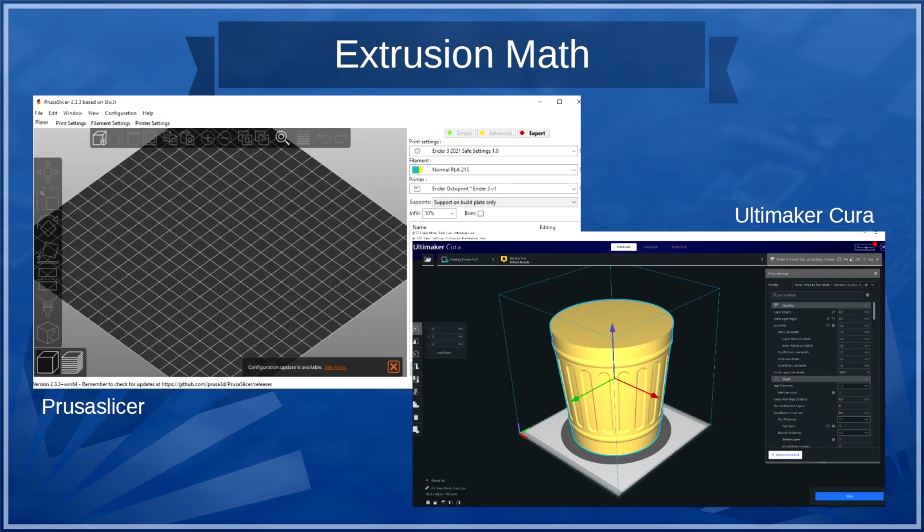And importantly, I want to talk about the 2 most popular slicers, Cura and Prusa Slicer. I don't want to talk about any other slicers because I don't have a lot of experience with them. And I want to talk about the differences between how those 2 slicers do their extrusion math, because for 2 very similar looking programs, or at least 2 programs that do the same thing, they do have some fairly divergent maths going on under the hood.